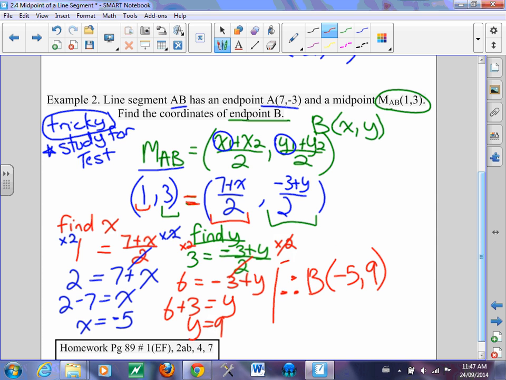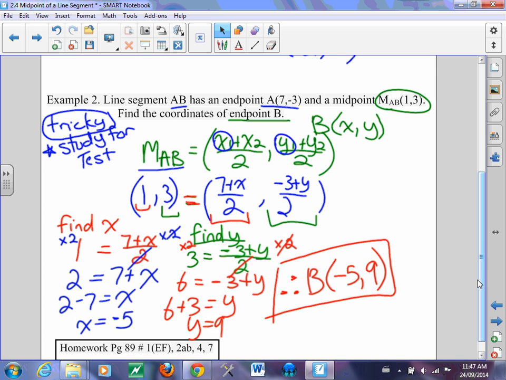So make sure when you finish it that you put it in an ordered pair in brackets with commas.